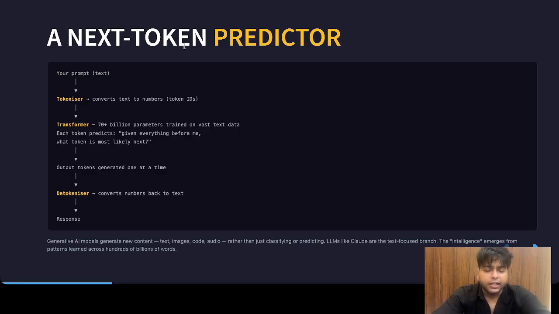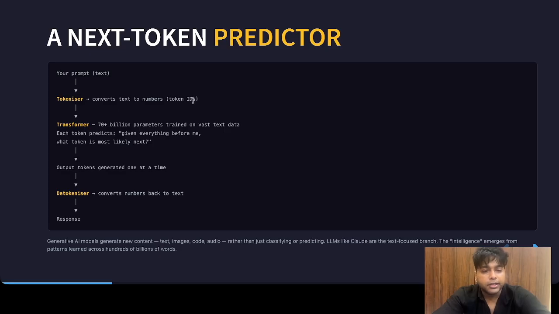GenAIs are basically next token predictors. Why am I saying this? We can see the flow below. First, you give the text as an input, and from there the text goes to the tokenizer. The tokenizer is something which converts text to numbers. Basically, those are token IDs.